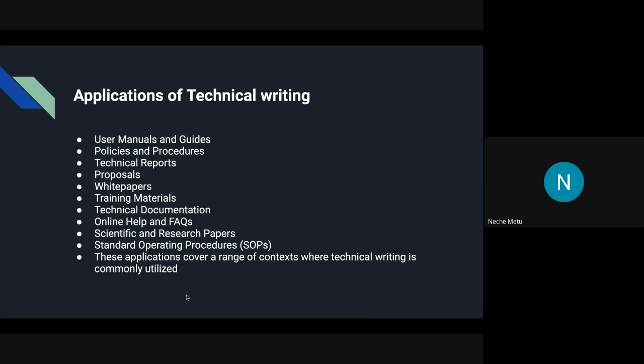Okay, like I said, the applications of technical writing. I said user manuals and guides, policies and procedures. We have already looked at some of them. They are not limited to technical reports. We have looked at technical reports, proposals, white papers, training materials, technical documentation, online help, and frequently asked questions. I'm learning a lot. I'm still learning. Some of us just think that it's a random person that writes the documentation for online help and the frequently asked questions. Most of the sites we go to, you will see frequently asked questions. If this happens, what should I do? So you can see that it's part of documentation.